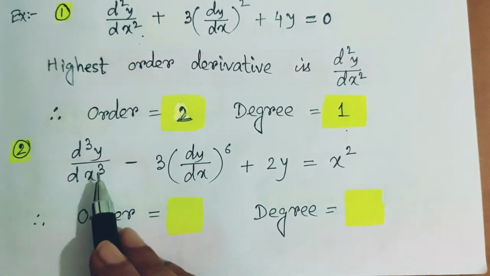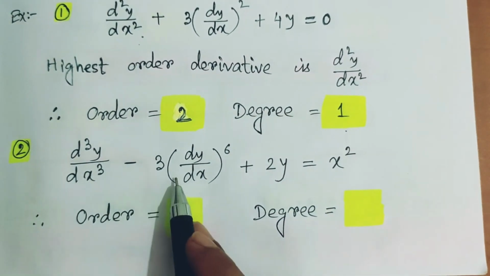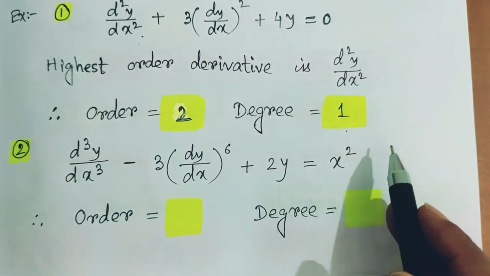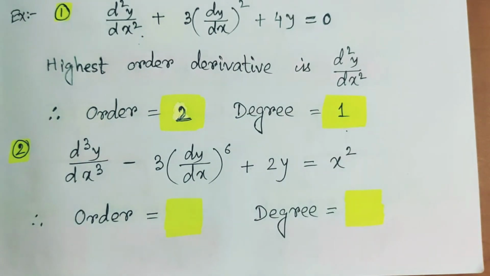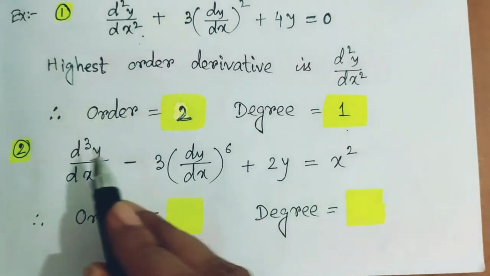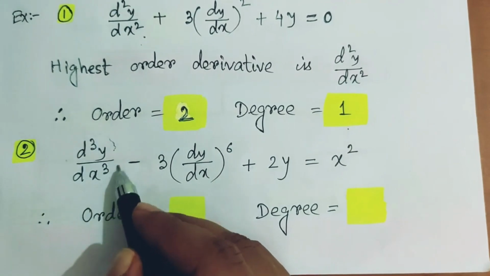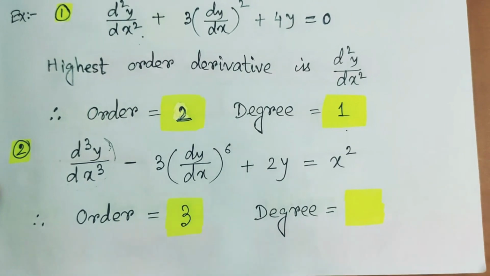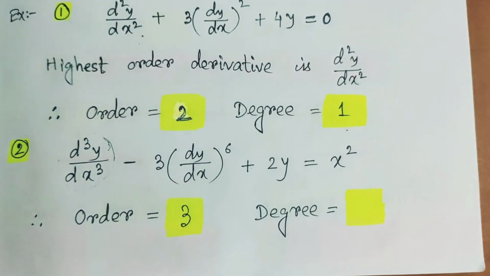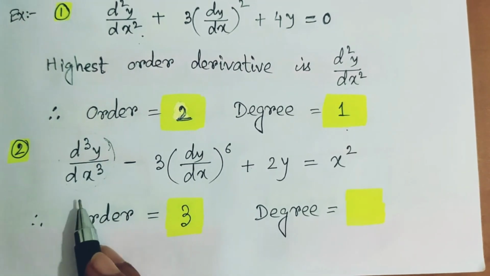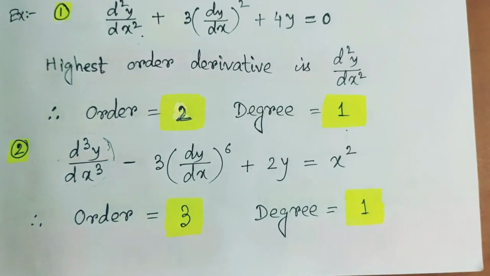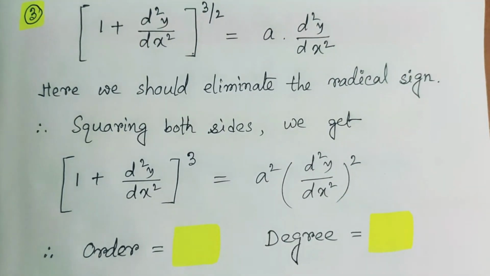Here it is d cube y by dx cube minus 3 dy by dx whole to the power 6 plus 2y is equal to x square. When you calculate its order, the highest order derivative involved here is this one. It is the third order, so the order of the differential equation is 3. And regarding the degree, we should emphasize only on the highest order derivative, that means this one only. Its highest power is 1, so the degree should be 1 only.